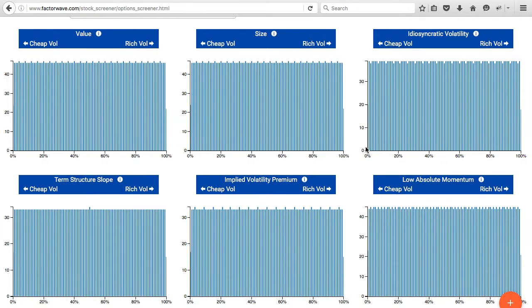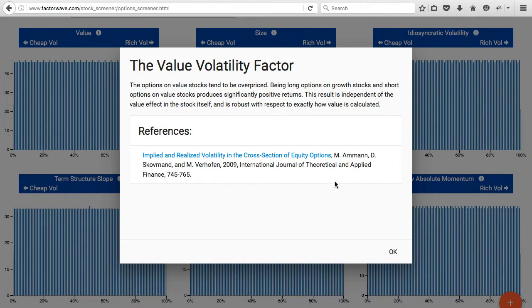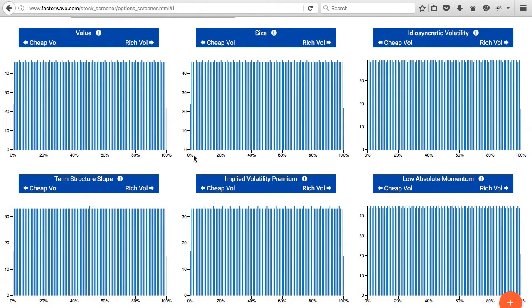The first is value. Value is exactly the same as the value measure we use for deciding if a stock is cheap or not. It's based on the price to book ratio. Stocks that are high in value tend to have overpriced volatility. So in that case, we could sell options on value stocks and expect to make money.